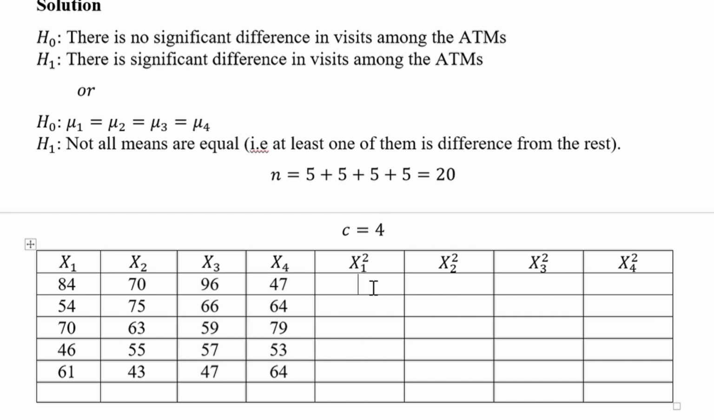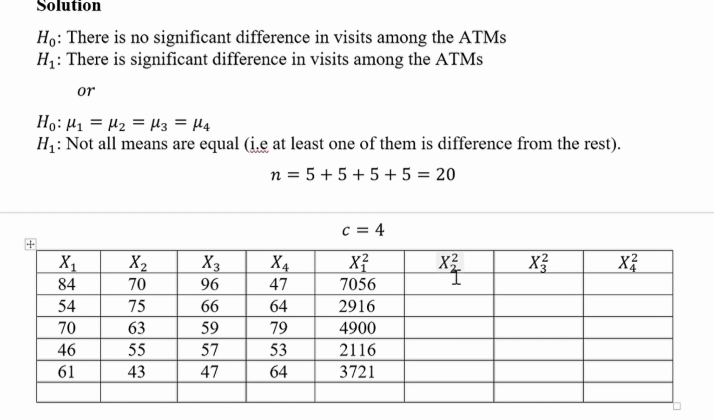Having done that, the next column is X1 squared, meaning we take the values which are in this column, we square them to get the values to write here. 84 squared, we write here. 54 squared, we write it here, all the way up to 61 squared. So those are the figures that we shall get.